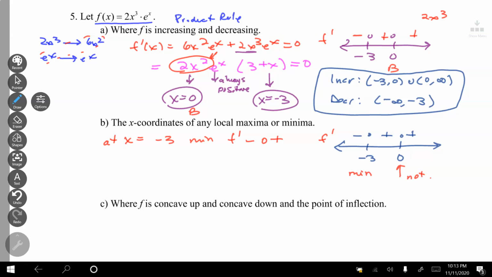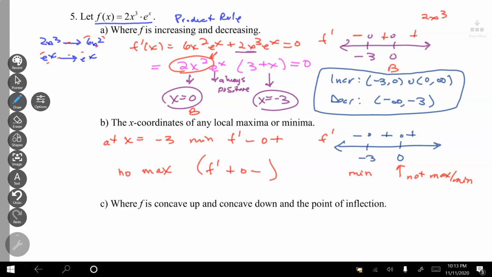at x equals 0, it's not a max or a minimum because it goes +0 positive. It is really neither. So there is no maximum. Because for a maximum, I need f prime to go +0 negative, and it never does that.